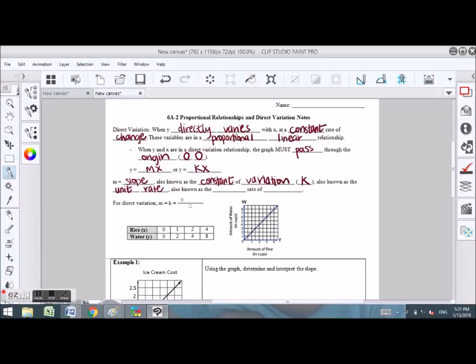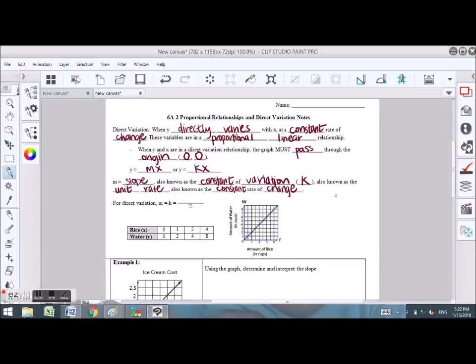So remember, unit rate is when x is 1, and that's how much y will change by. So every time x changes by 1, y changes by a certain amount. And that's the unit rate. And this is also known as the constant rate of change. Now, why are there so many terms that mean the same thing? The reason is because we can find proportional relationships and direct variation from a lot of different mathematical representations.